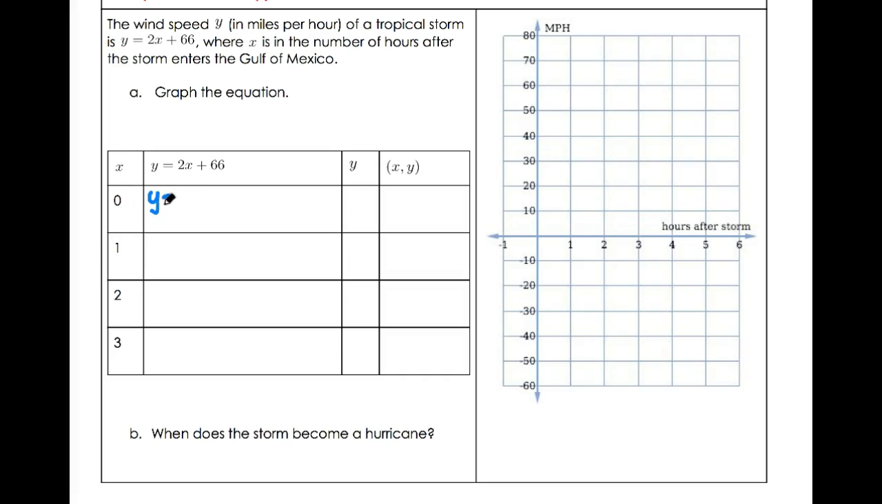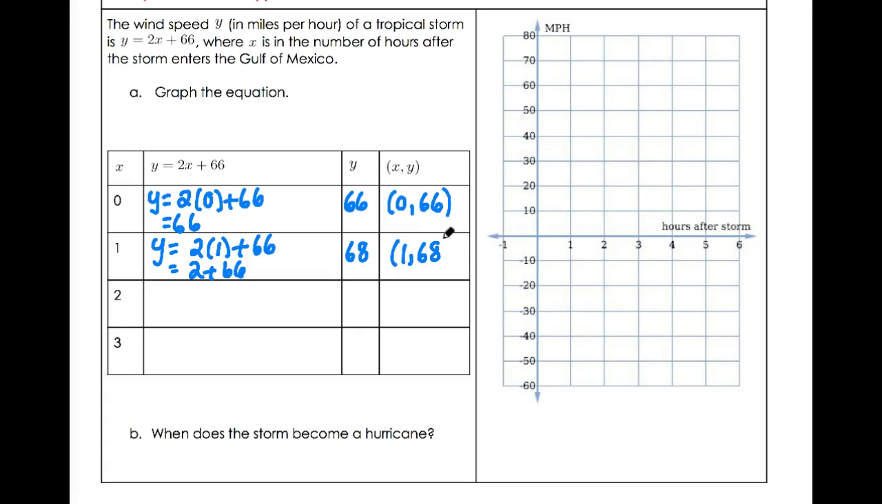So we have y equals 2 times 0 in for x, plus 66. Any number times 0 is 0, so that's a y value of 66, and we have an ordered pair of 0, 66. We're going to plug in 1 now, and hopefully you realize that each time we go up an hour, we're going to change by 2. So we plug in 1 for x. 2 times 1 is 2, plus 66 is 68, and we have 1, 68.